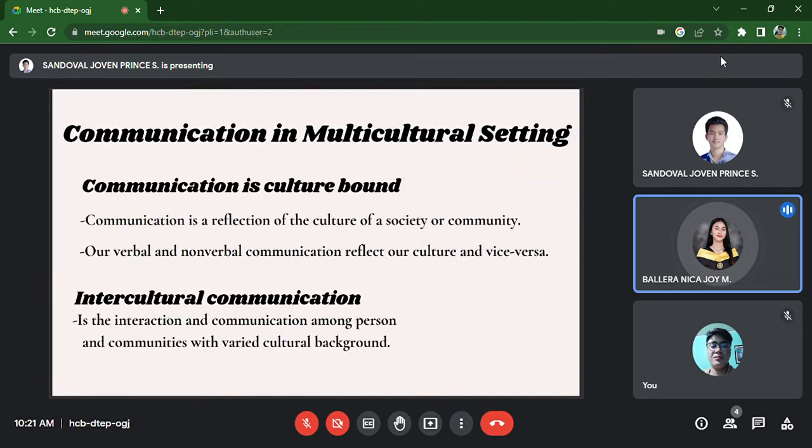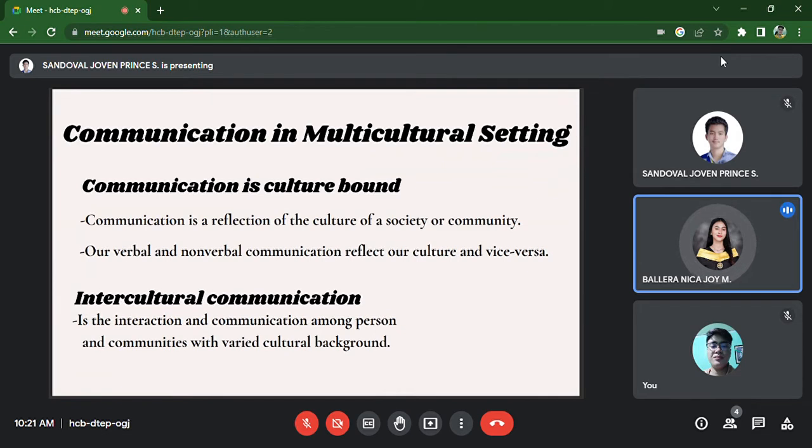So, communication in multicultural settings. Communication is culture bound. Communication is a reflection of the culture of a society or community. It is a way of understanding yourself or your institution by exploring how the culture you live in shapes who you are. Our verbal and nonverbal communication reflect our culture and vice versa, because we use it in our daily personal and professional communication according to the purpose and setting to provide effective and accurate information transference.